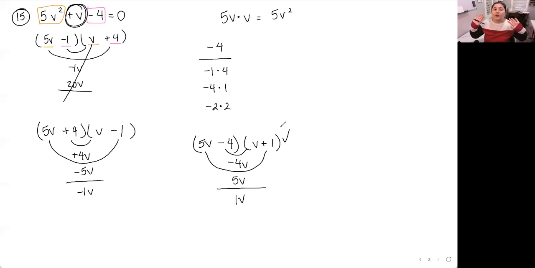Okay, so I want you to stop and think about this. Are you done? The answer should be no, because the instructions said solve each equation by factoring. It didn't say just factor, it said solve each equation by factoring. So now you're going to take it to step 2. Step 1 is factor it. Step 2 is to set each set of parentheses equal to 0. So I'm going to have 5v minus 4 equals 0, and v plus 1 also equals 0.